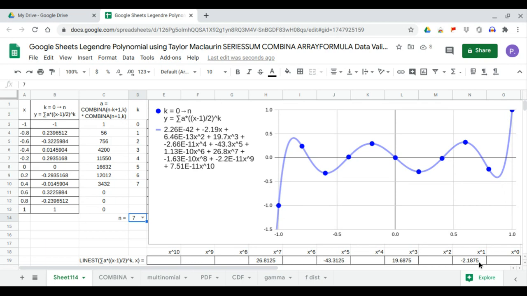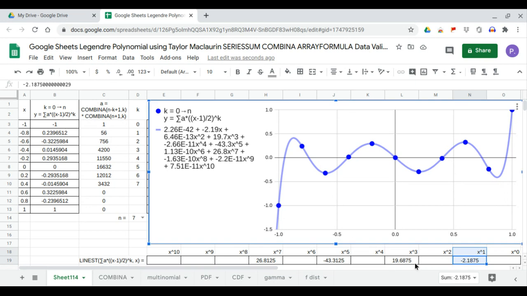Legendre polynomial y equals minus 2.19x plus 19.7x cubed minus 43.3x to the fifth plus 26.8x to the seventh.